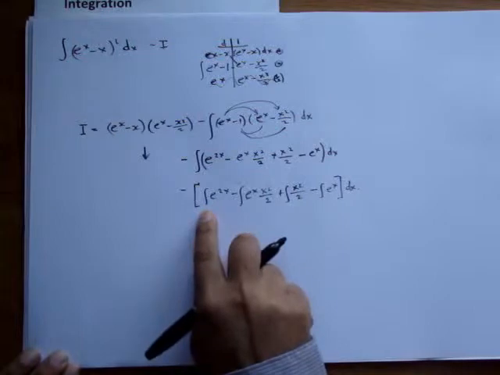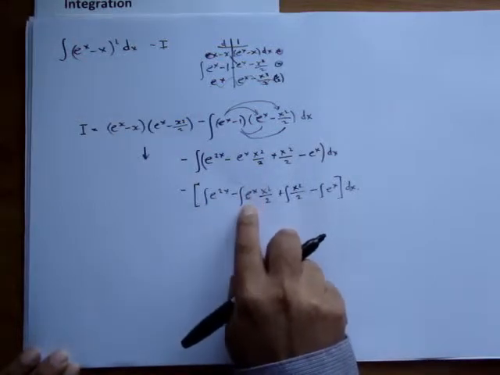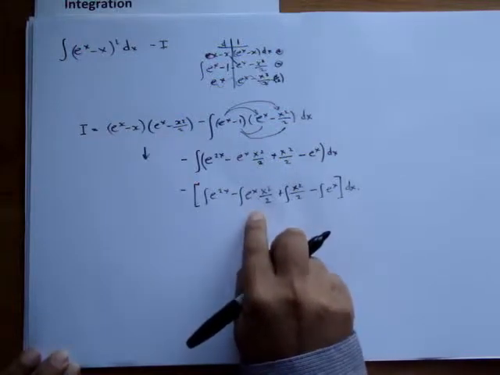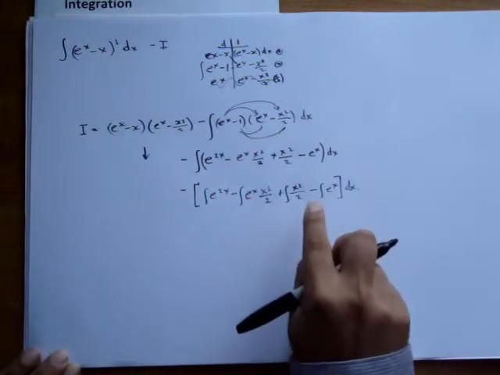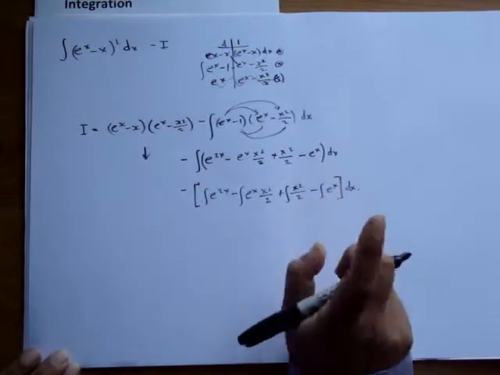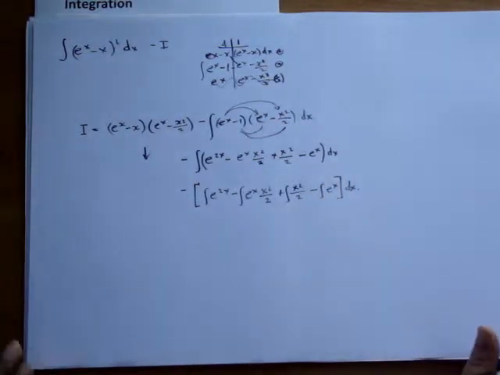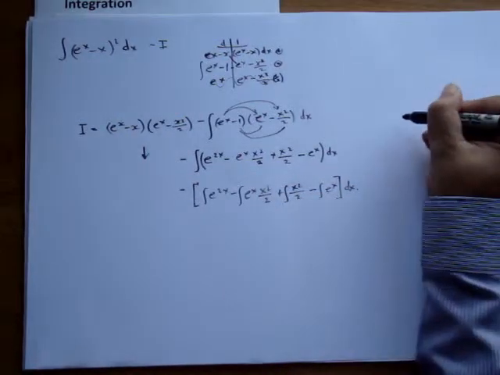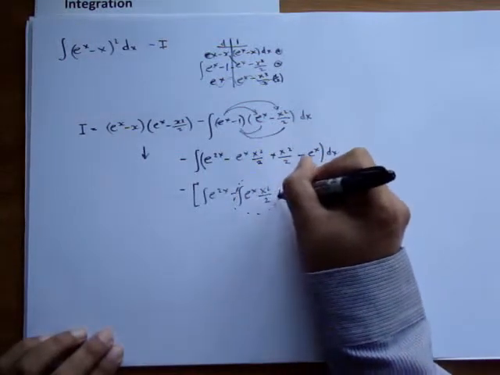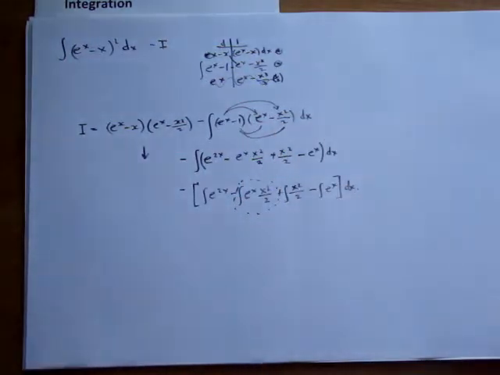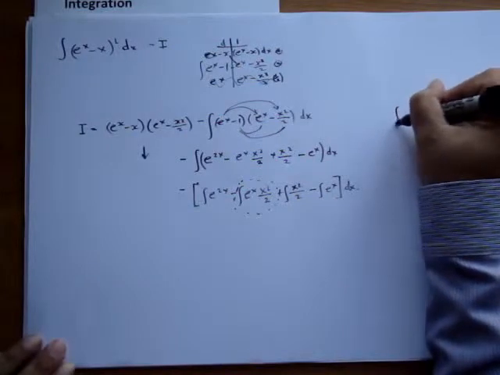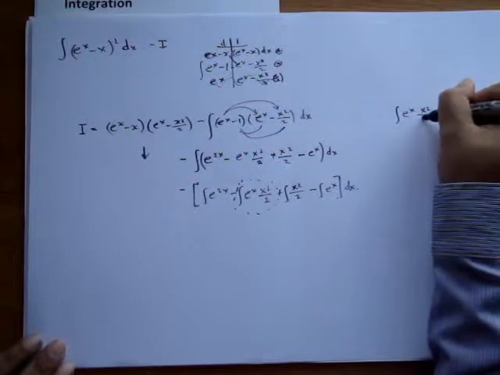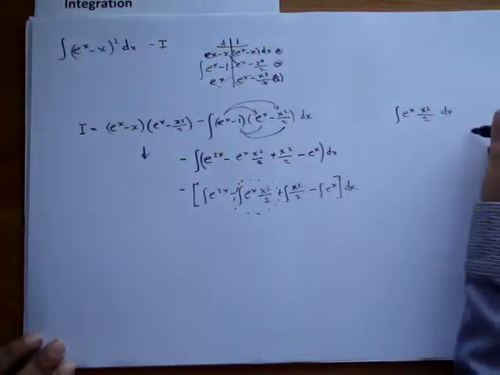Now this integral we can do, this integral we need to use integration by parts again. This one we can do, this one we can do. So let's first of all sort this integral out. So we're going to do this one: the integral of e^x x squared over 2 dx.